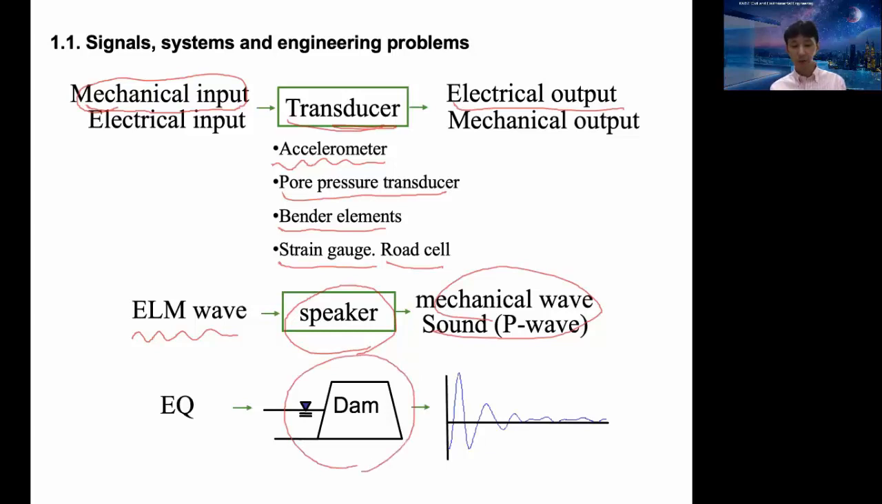And what about the dam? Dam will be one system, and if there's an earthquake as an input, then this water level will oscillate as an output, or this dam can move and vibrate. So displacement could also be one of the outputs.